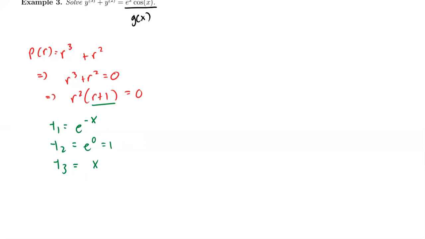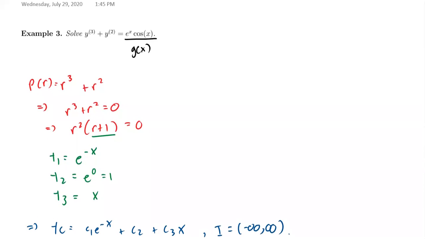So the complementary solution is just a linear combination of these. So C1 e to the negative x plus C2 times 1, which is just C2, plus C3 times x. And remember that this is for all real numbers. So it's already given that these are linearly independent. You don't have to check. Okay, so that takes care of the homogeneous case. That's the complementary solution. Now we need to find a particular solution.